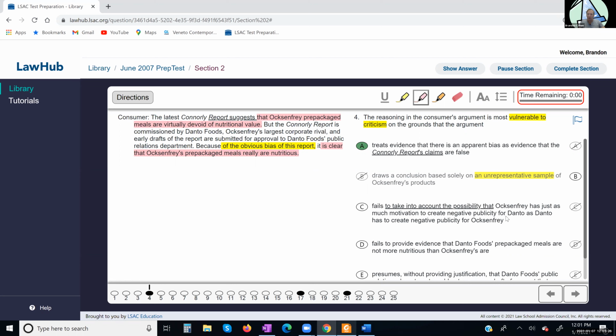That means that I'm going to be thinking about the rest of this in terms of whether it weakens. So if I accept the pink, would it weaken? So if O has just as much motivation to create negative publicity for D as D has for O, they're like, look, yeah, the Connolly report has bias, but these guys they're talking about have bias too. So if Brandon wrote a slam article, Brandon's talking smack about another LSAT program, and you're like, oh, Brandon is an LSAT tutor, so he probably just doesn't like that other LSAT program. So we can't, so that other program's good.